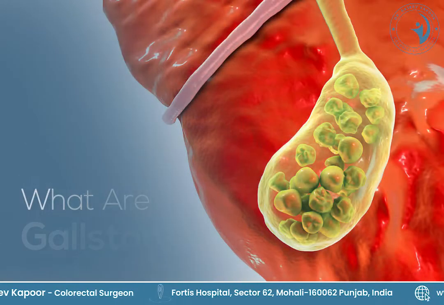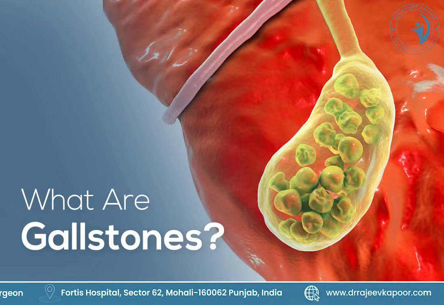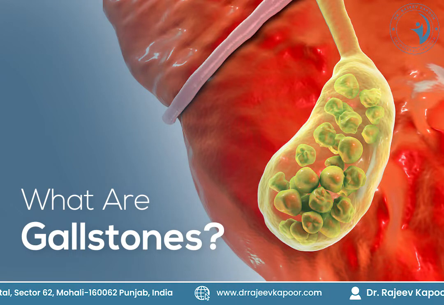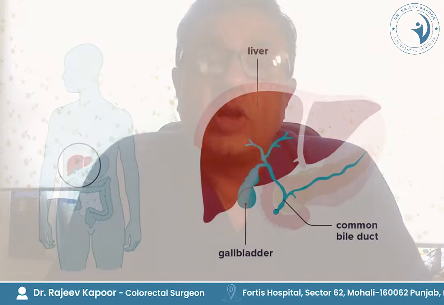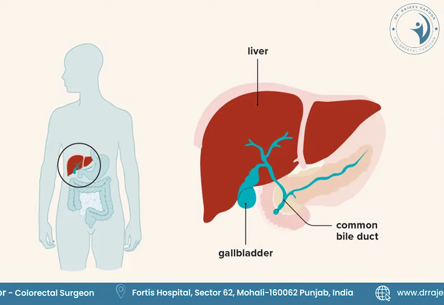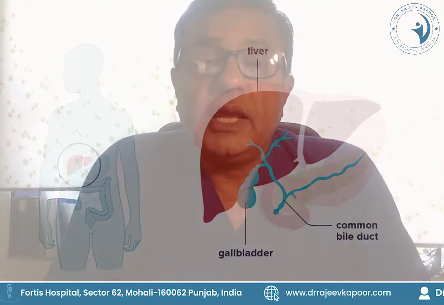So what are gallstones? Gallstones are obviously stones which form in the gallbladder. And what exactly is a gallbladder? Gallbladder is a small bag, an organ which is located below the liver and which helps in storage of juices when they're not being used. And for some reason or the other, stones do form in the gallbladder, and almost up to 10% of the population will have stones in the gallbladder.